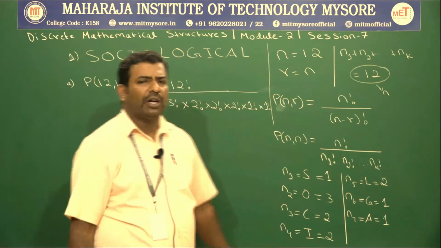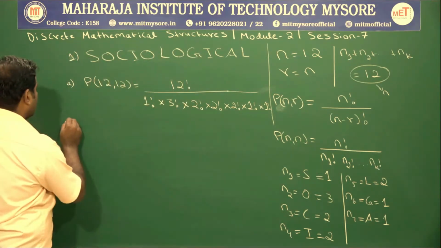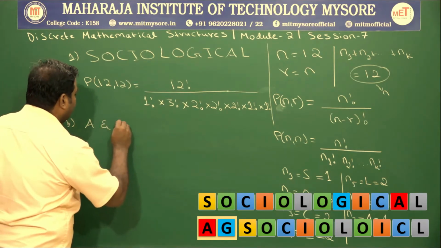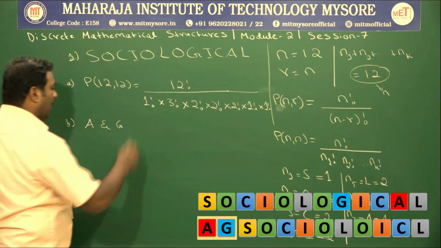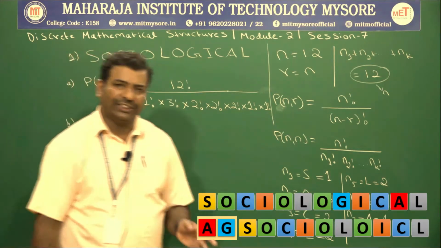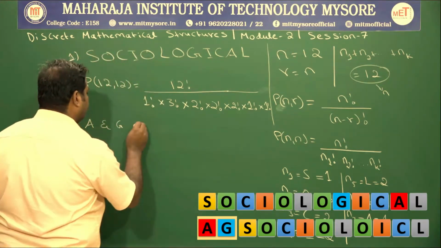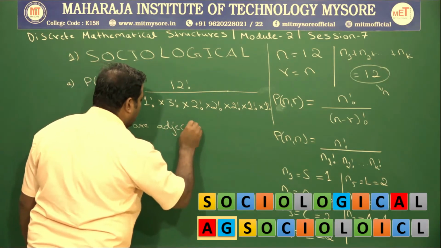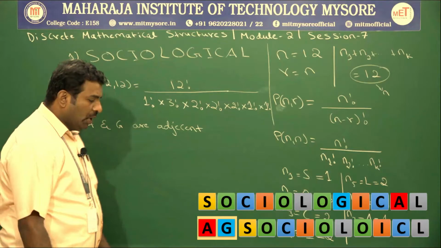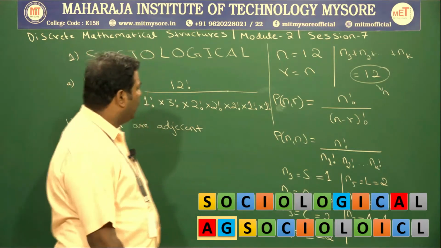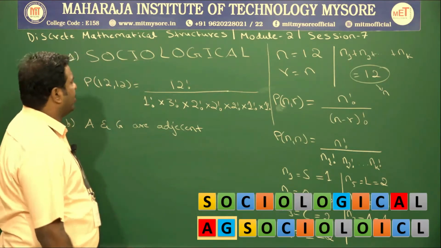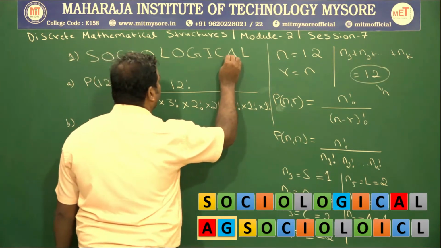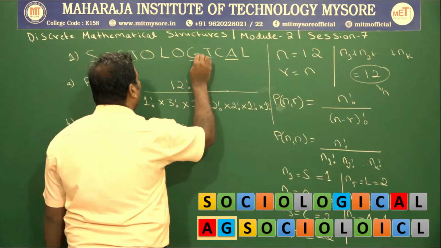Let me just put a small condition over here. The condition is that A and G should be together, or should be adjacent. So now what do I do? A and G should be adjacent. In that case, find where A is. So this is A over here and this is G over here.